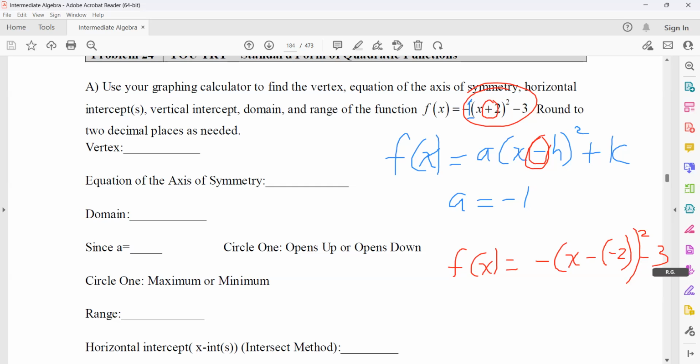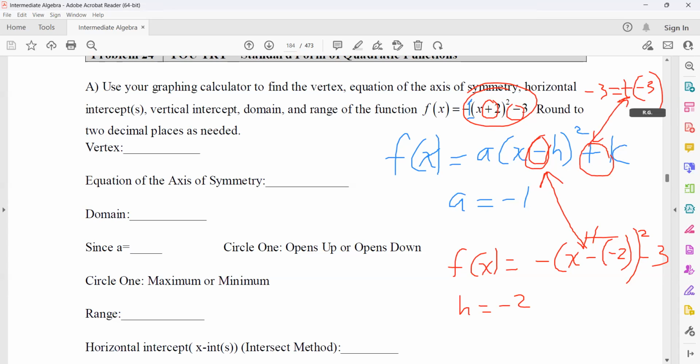We know that negative times negative is positive. So this is positive though. But because we want to set it up to fit this so that we find our h, you know that h is what? -2. And what is k? This is plus. This is a minus. Again, set -3 up to be positive times negative, right? So that you have a positive. So k is -3. So my vertex is going to be -2, -3.